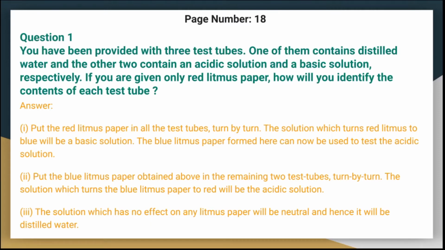The solution which turns red litmus to blue will be a basic solution. The blue litmus paper formed due to this can be used to test the acidic solution. Put the blue litmus paper obtained above in the remaining 2 test tubes turn by turn. The solution which turns blue litmus paper to red will be the acidic solution. The solution which has no effect on any litmus paper will be neutral and hence it will be distilled water.